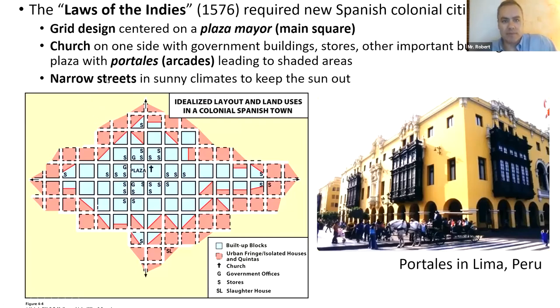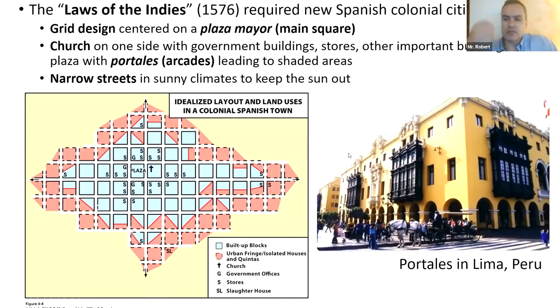Another common pattern is that they would have these archways. These also date back to Roman times. They're called portales in Spanish. That is a way of having people able to do business on the street without being under the hot sun. A lot of places are tropical, very, very hot. So again, indoor, outdoors. You're doing business on the street, but you're in the shade at the same time. So they created an opportunity for street life, but shaded. That's pretty cool thinking.